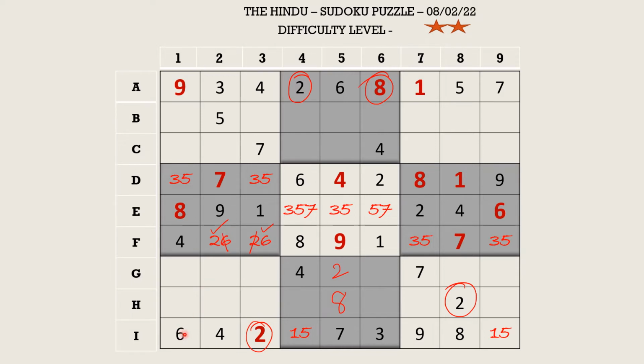Now the 6 in I row blocks these 2 cells. So in column 2 this is the only place where 6 can be. So C2 takes 6. Now in column 2 there are only 2 empty cells and the missing numbers are 1 and 8. There is an 8 blocking here. So H2 takes 1 and G2 takes 8.